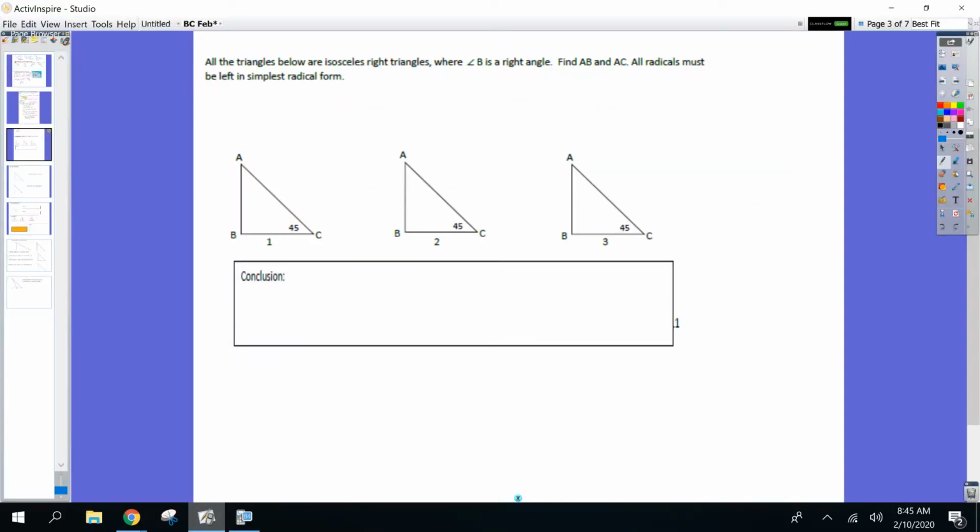Still talking about special right triangles today. Two special right triangles that you will see patterns in.